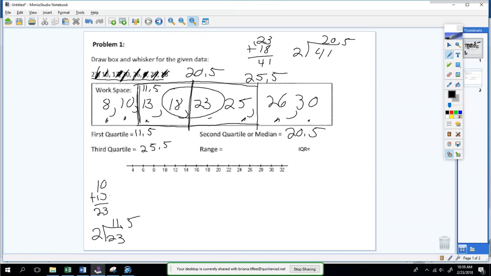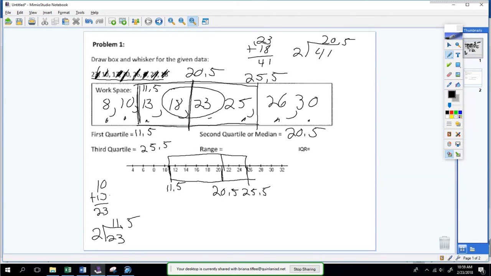So I'm going to draw my box down here. I have 11.5, so I'm going to say this is 11.5. My median is 20.5, so it's right here. And then my third quartile will be 25.5, which is about here. I'm going to draw my box again. See how that makes a nice box?